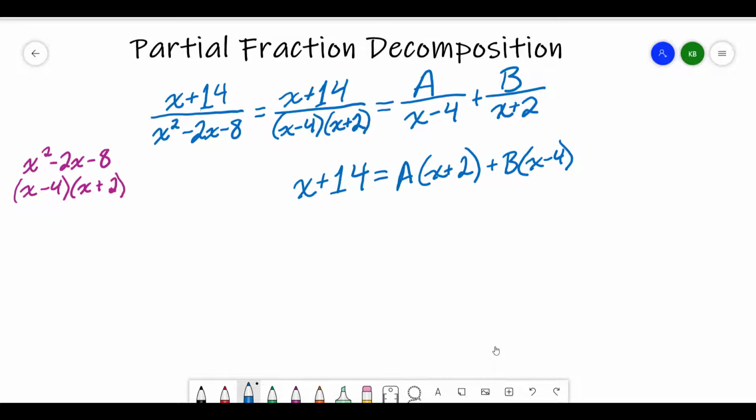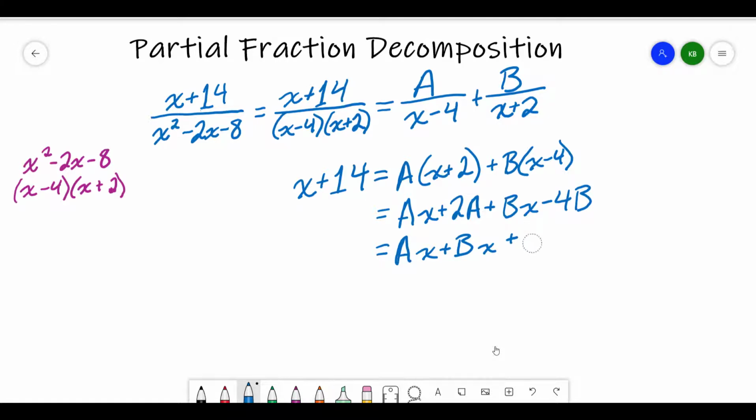So now that I'm at this stage, I can multiply a times x plus 2, multiply that out, and get that this equals ax plus 2a. And I can do the same thing distributing the b to the x and the minus 4, getting bx and minus 4b. Now I'm going to rearrange this a little bit and get my x terms together. So I have ax plus bx and my constant terms of 2a and 4b left off to themselves.